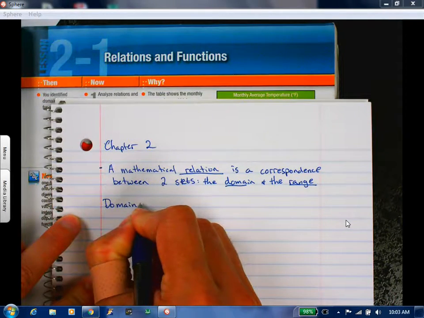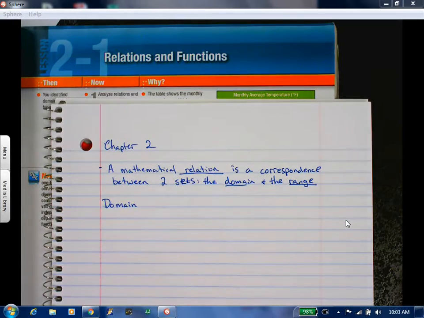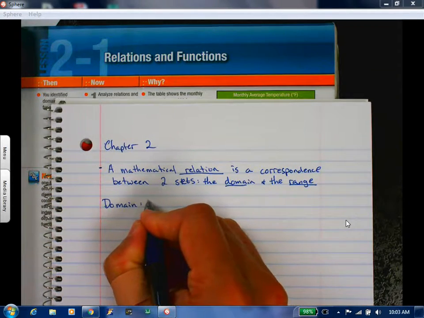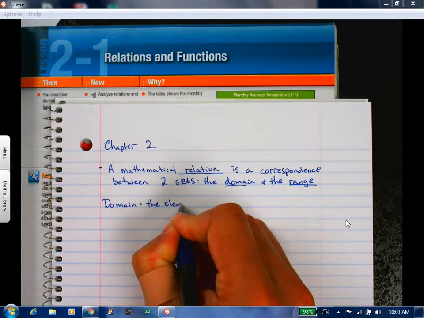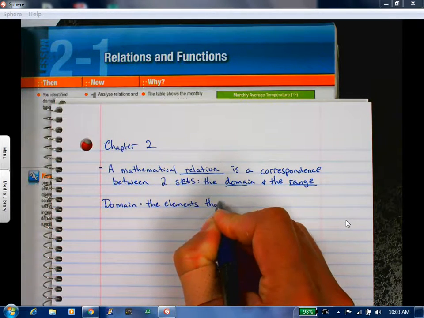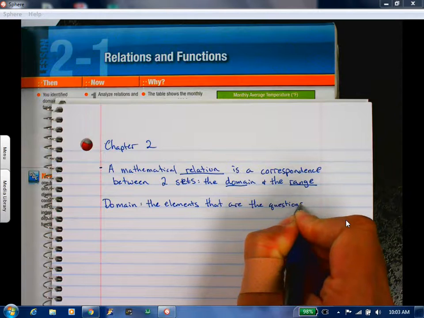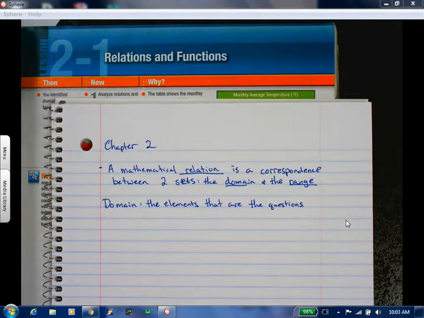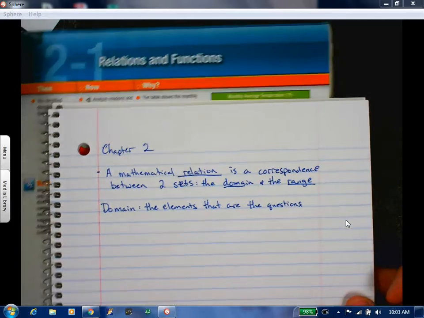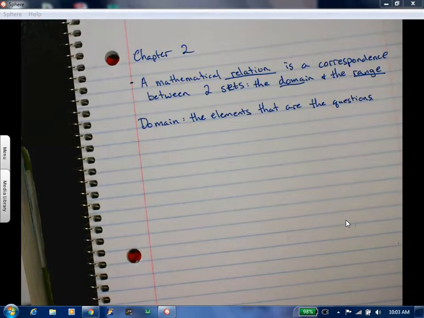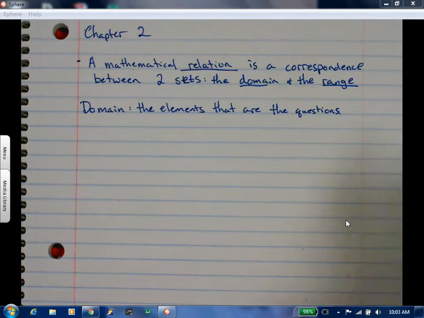So the domain. We're going to think of this as the elements that are the questions. If you push the accelerator 1 inch, that's your question. What would happen? That would be part of the domain. If you are 8 years old, how tall are you? That's the question. So being 8 years old would be the question. Let me zoom this up. See that better now? So the domain is the elements that are going to be the questions.